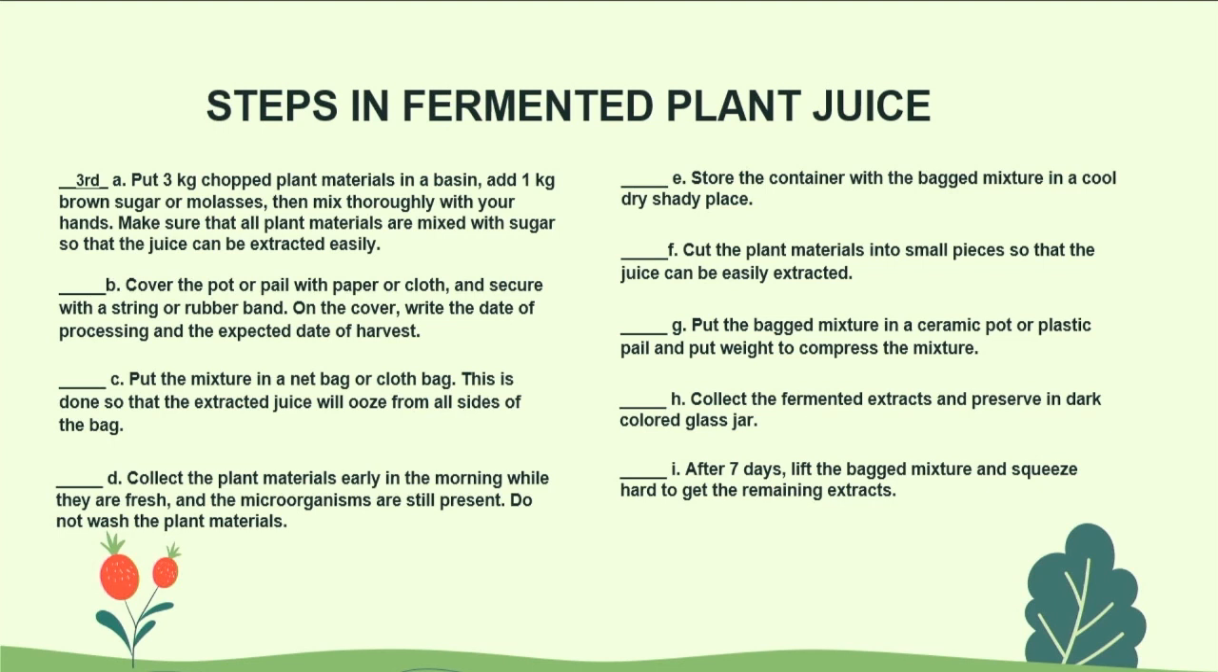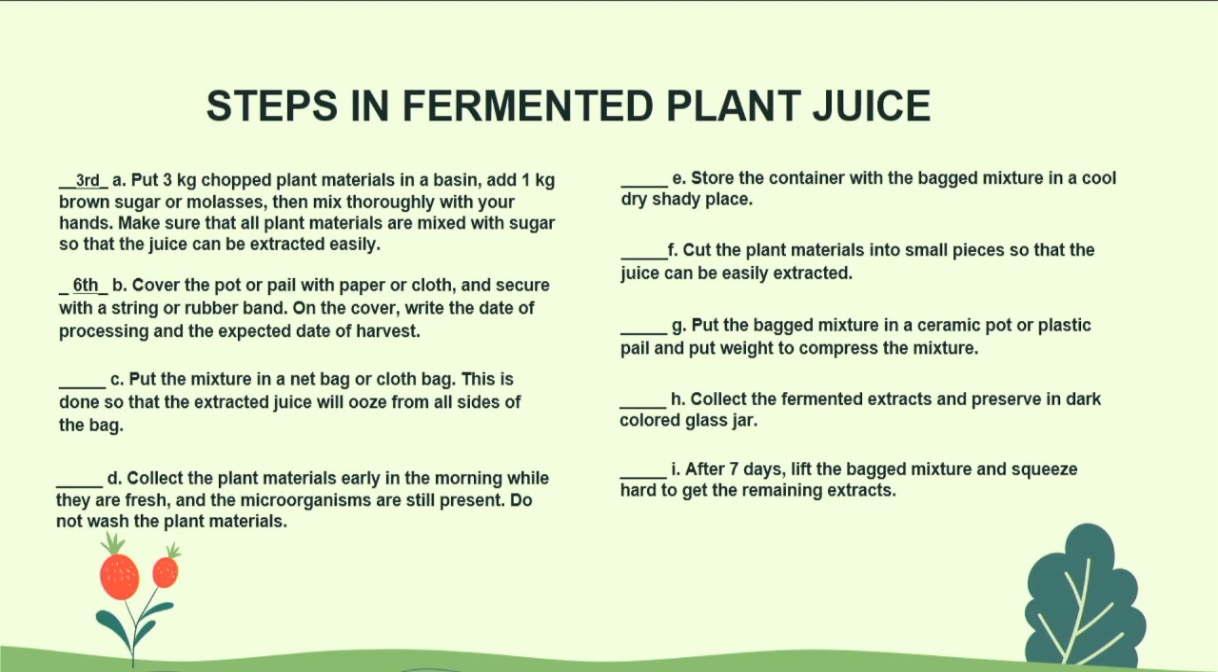Letter B. Cover the pot or pail with paper or cloth and secure with a string or rubber band. On the cover, write the date of the processing and the expected date of harvest. What is your answer? Correct. This is the sixth step in making fermented plant juice.